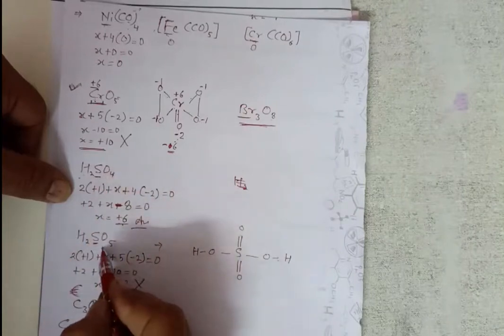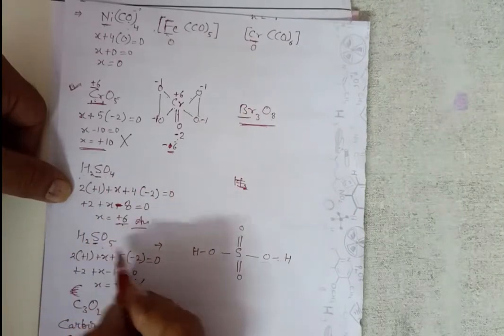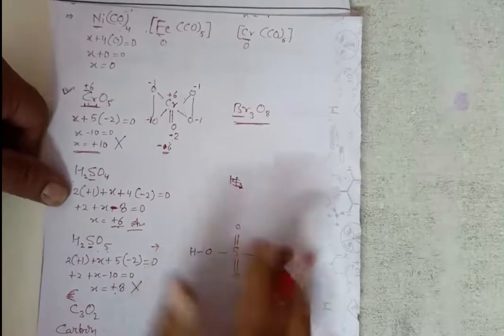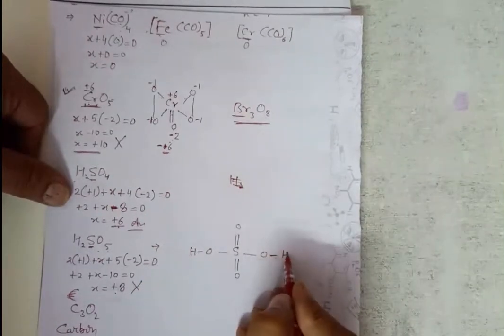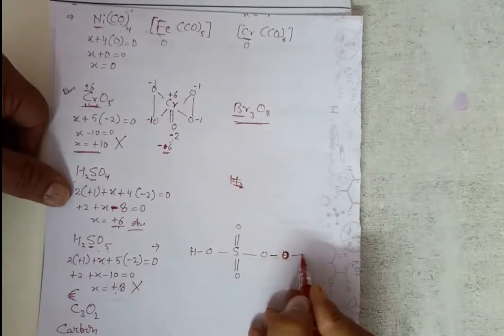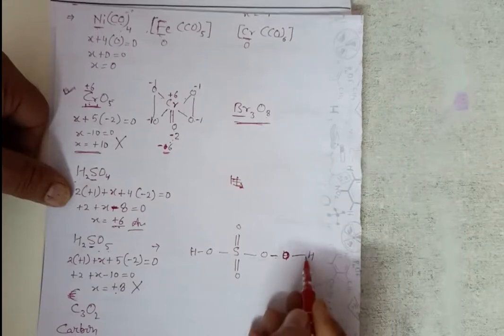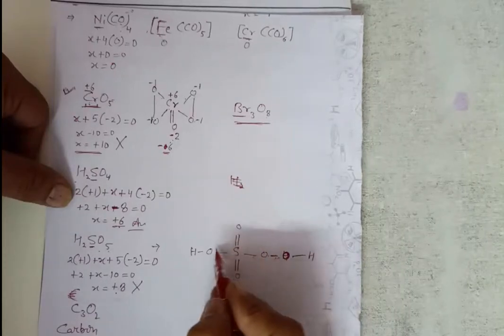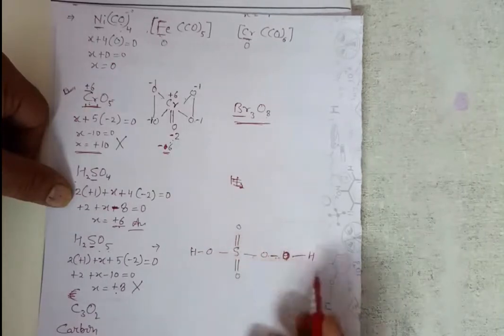What about H2SO5? It means we have one more oxygen. So where can we put one more oxygen so that the structure remains correct? I write oxygen here and then hydrogen here. Now check the valency of hydrogen here: 1. This oxygen has 2 valency, this oxygen has 2 valency, the rest of the things are the same.